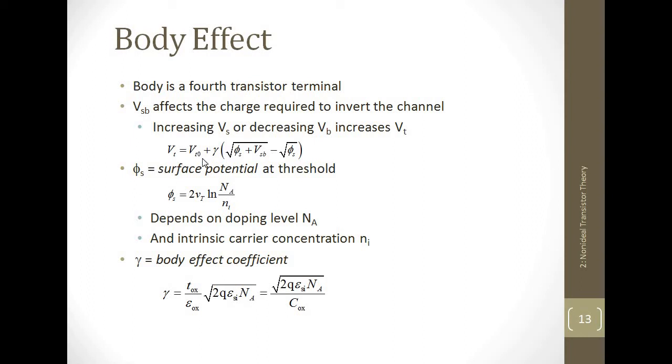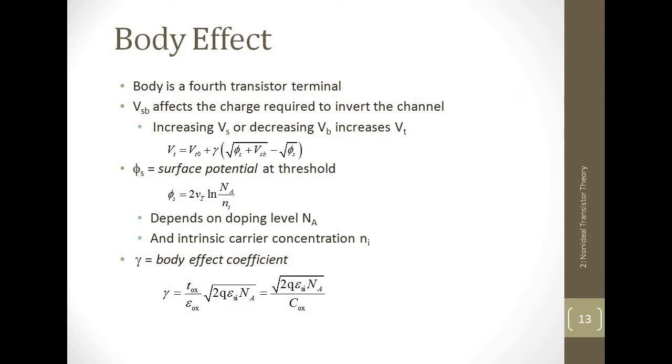Vt is Vt naught plus gamma into the square root of phi s plus Vsb minus the square root of phi s, where phi s is the surface potential at threshold. That surface potential is also given by 2 Vt natural logarithm of Na by Ni, where Na is the doping level and Ni is the intrinsic carrier concentration, and this gamma is the body effect coefficient.